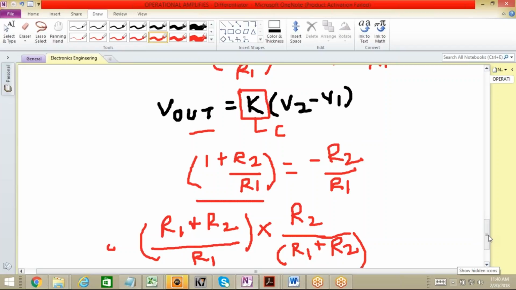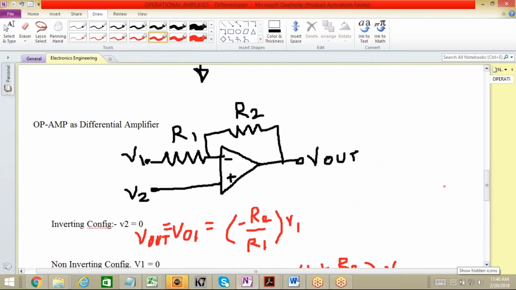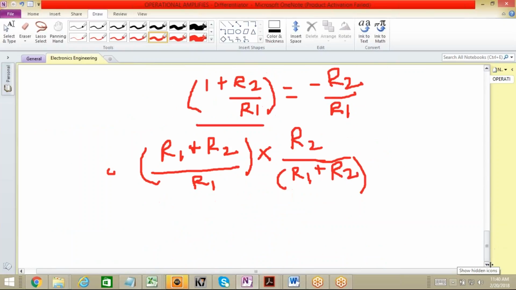Let me go back to the previous diagram. Here, I was simply applying the voltage directly to this terminal. So instead of applying a voltage directly to this terminal, we have to apply the voltage through some voltage divider. Now, how can I design a voltage divider over here? Let's have a look at the figure that I'm going to draw now.